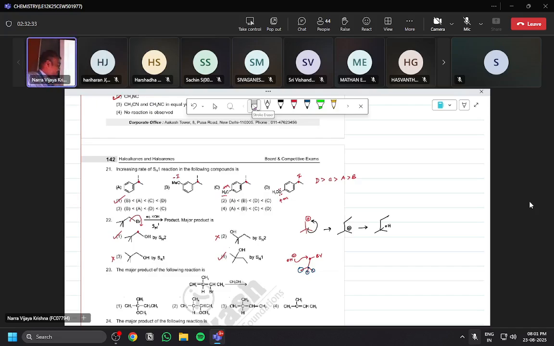Solvent is aqueous. What type of solvent then? Polar protic solvent. Polar protic solvents prefer SN1. If it is polar aprotic solvent, I might have given SN2 as major. So I will go for option 4.